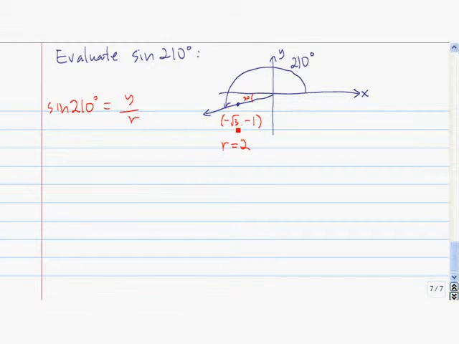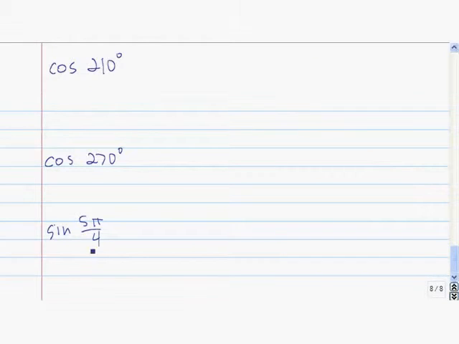If we were to find it the other way using the square root of x squared plus y squared, we find that it's the square of negative root 3, which is 3, plus the square of negative 1, which is 1, so that's the square root of 4, which is 2. So sine of 210 degrees is the y-coordinate divided by r, so that's equal to negative 1 divided by 2. So sine of 210 degrees is negative 1/2.